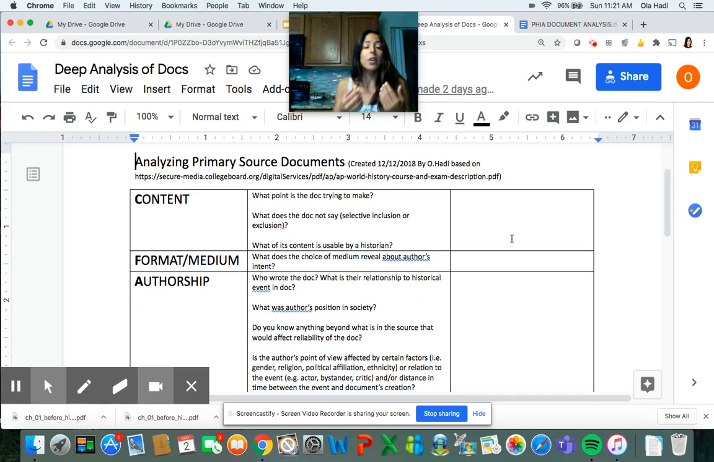So there are lots of kinds of documents. A document doesn't have to be written. It could be a picture, it could be realia, which are things you can touch and feel, which you'd probably get a picture of on the AP World History exam. It could be a graph, it could be all kinds of things, diaries.